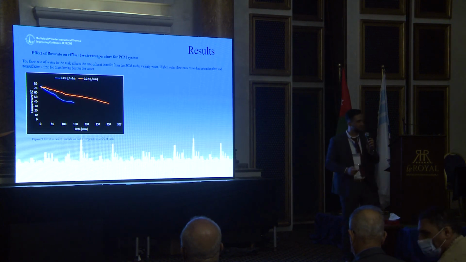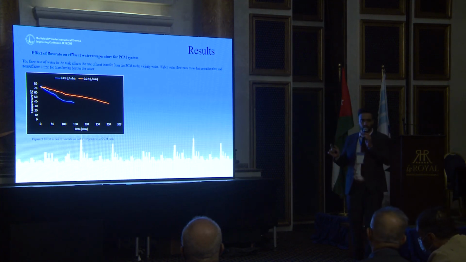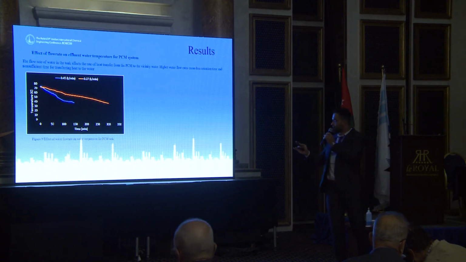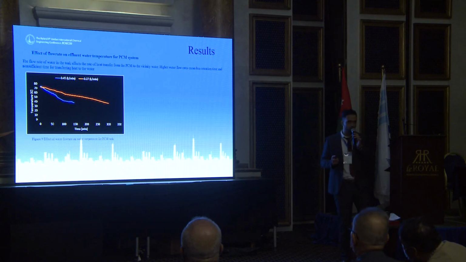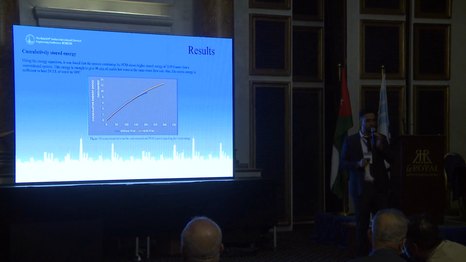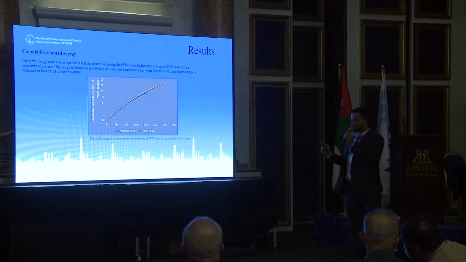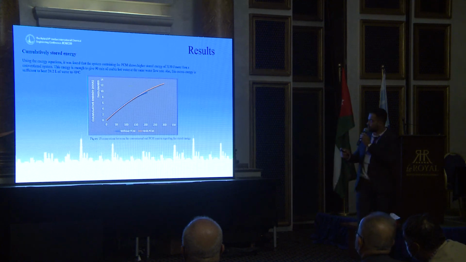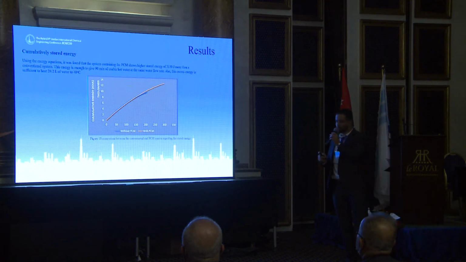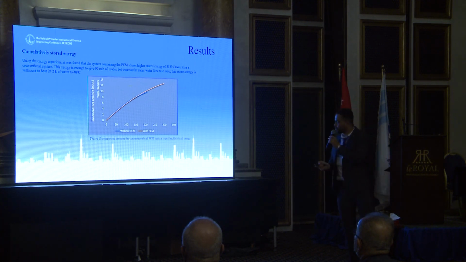Now we study a small difference between the flow rates. If we increase the flow rate, the hot water supply delivery time will decrease. Here we have a comparison of the cumulative energy. The cumulative energy of the phase change material design is 3,000 kilojoules more than the conventional system. This 3,000 kilojoules can heat about 24 liters of water.